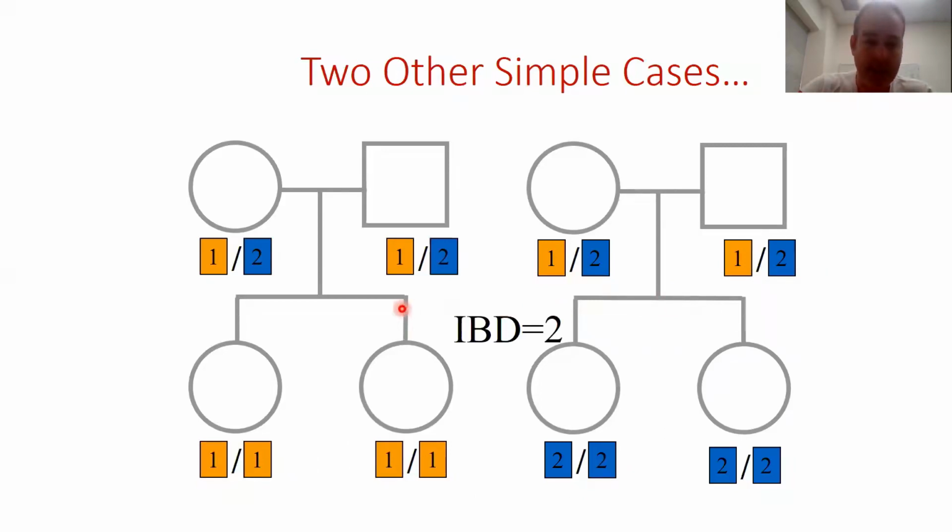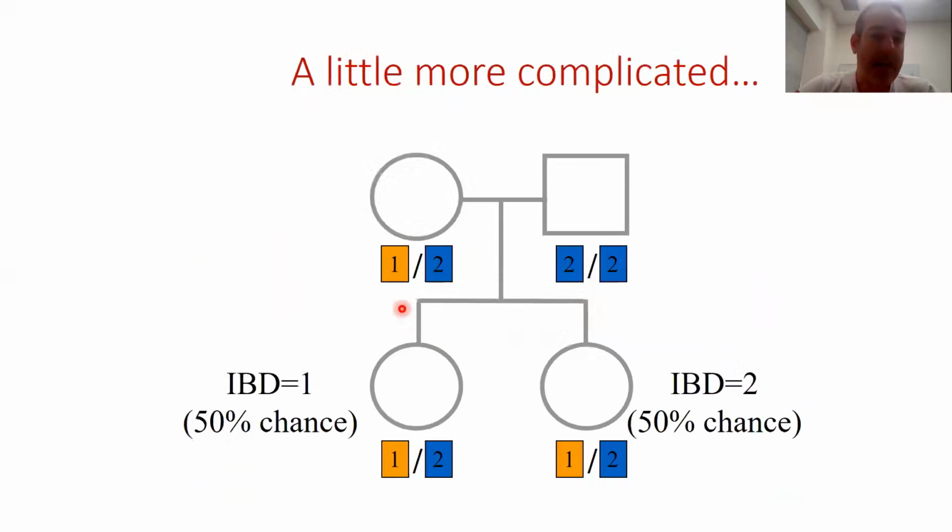It's not particularly difficult. Things can get a little bit tricky when you have only partially informative crosses at that particular locus. So here, whilst we know that the one allele must be identical by descent, we're not sure whether the 2 allele is identical by descent or not. So it's a 50% chance that the daughters are IBD 1 and a 50% chance that they're IBD 2.